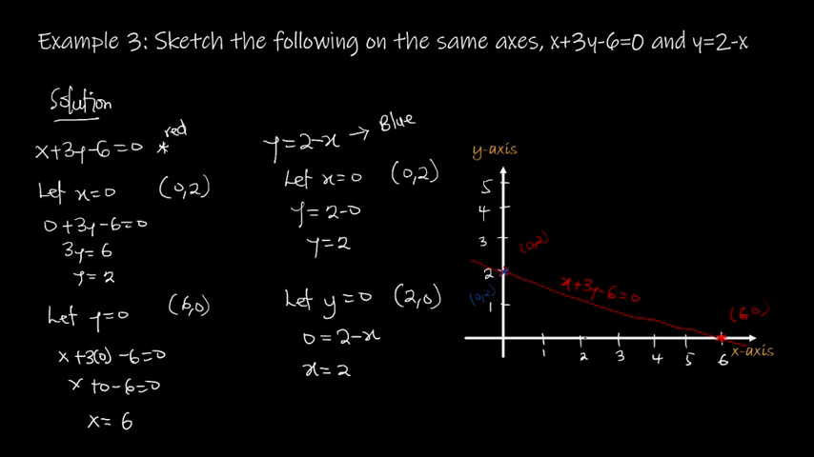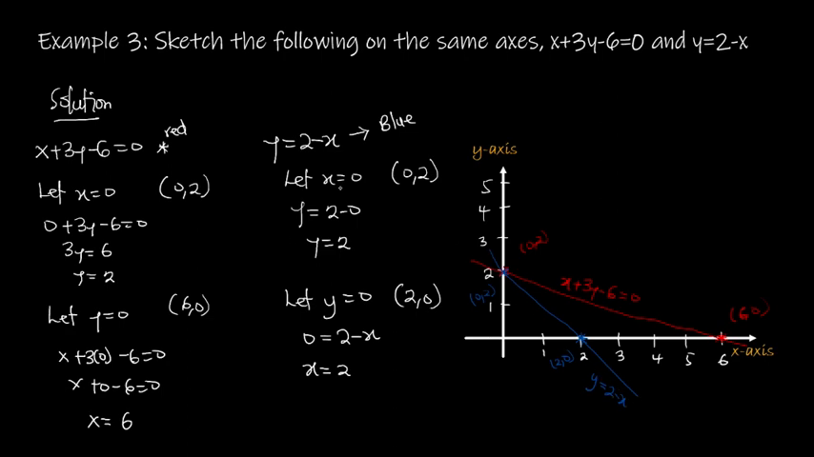So my x is 2, my y is 0. So that will be over here. So I have over here 2, 0. Okay, so my second line is from here coming down like this. Alright, so I can now write my equation here. y is equal to 2 minus x, and this becomes the equation of this particular straight line.